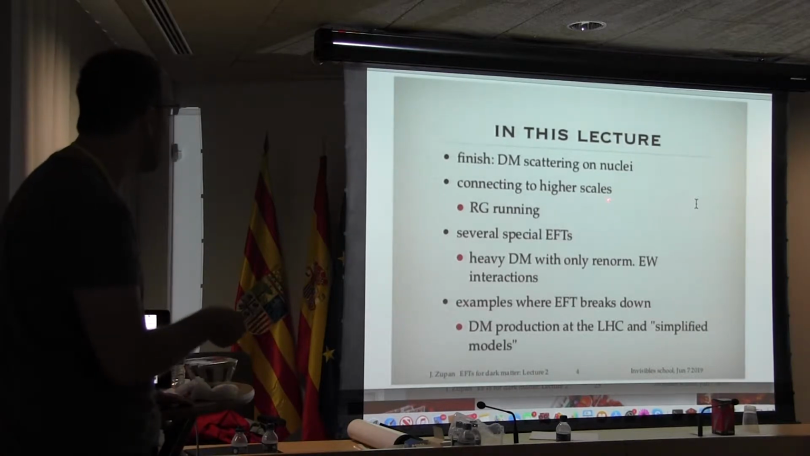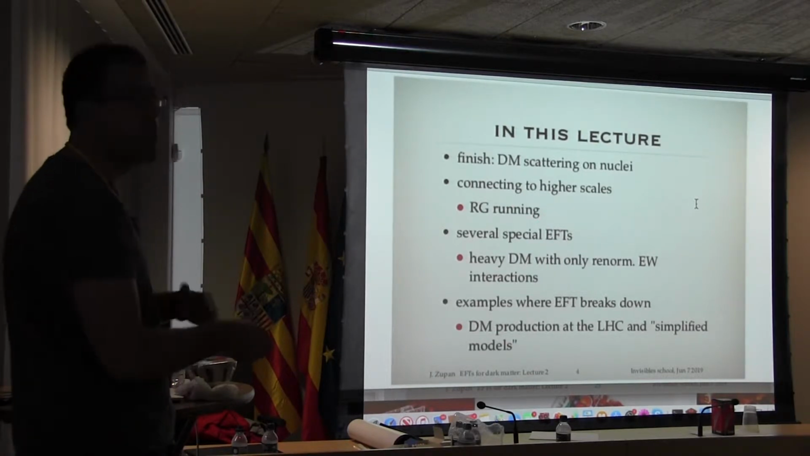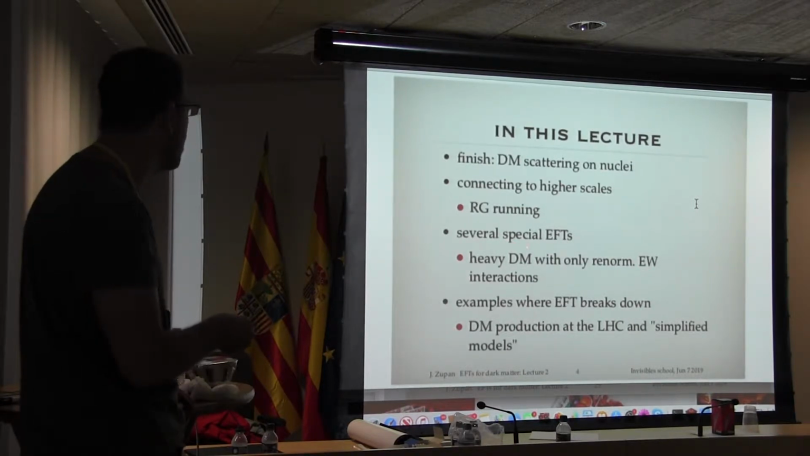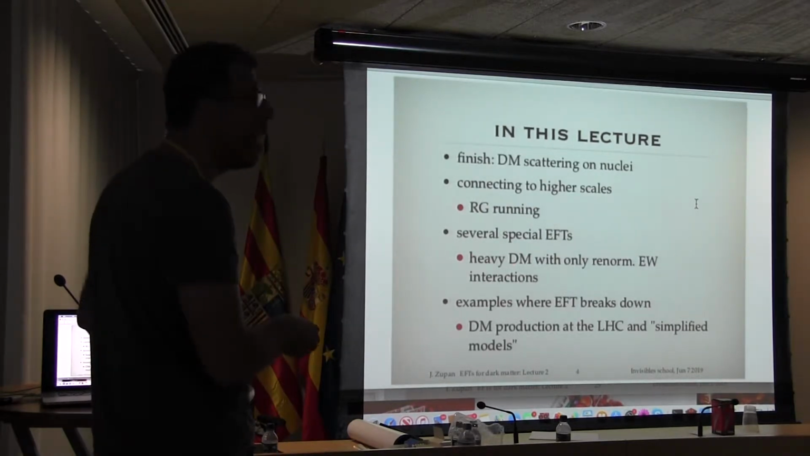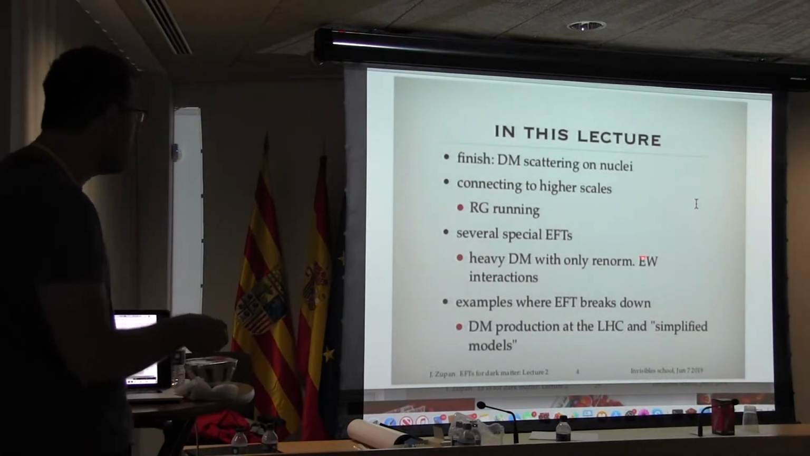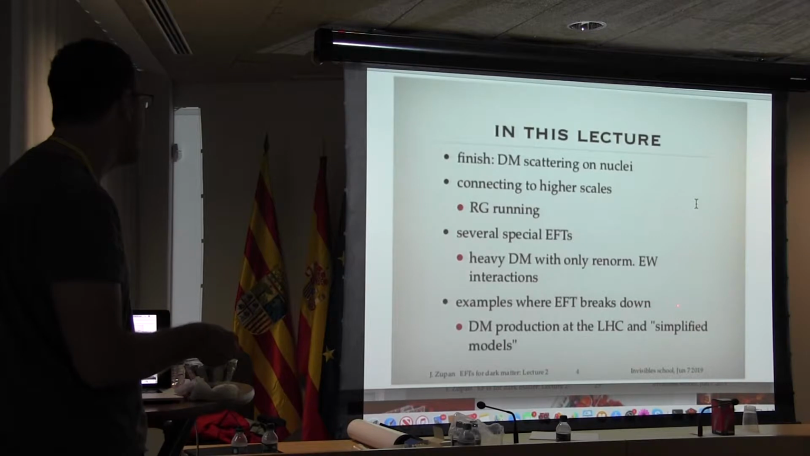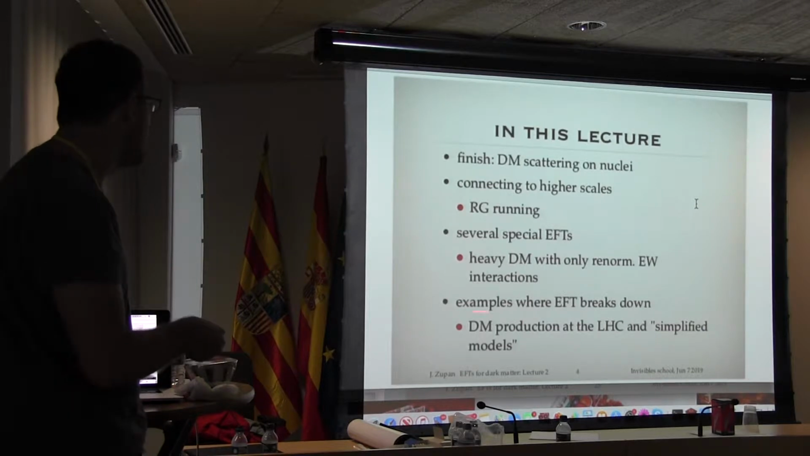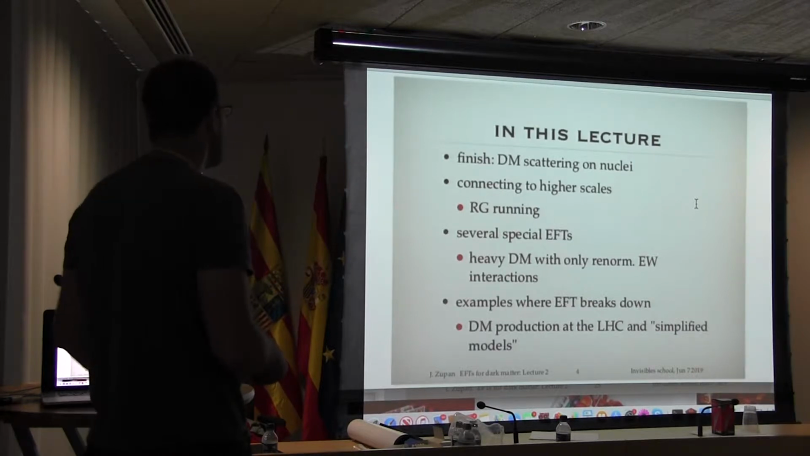And then we'll connect to higher scales. We'll do the loops. And then we'll switch gears completely. I just pick two examples for special EFTs. It has little to do with what we did so far. We'll take a heavy dark matter limit well above the electroweak scale, which has renormalizable electroweak interactions, and see how you deal with that. And then finally, I have an example where the EFT breaks down, which will be dark matter production at the LHC, and how you fix this with simplified models.